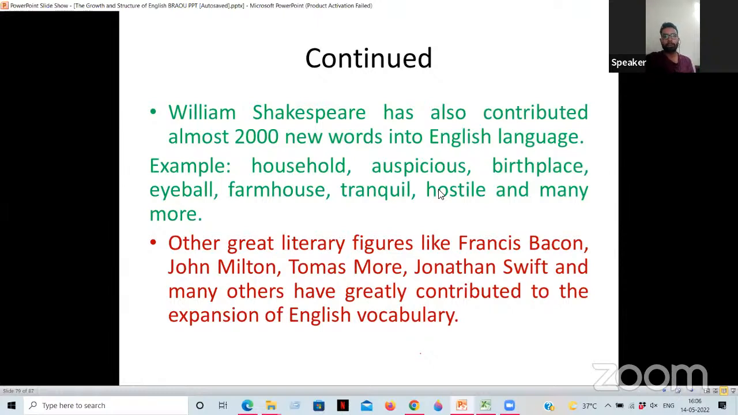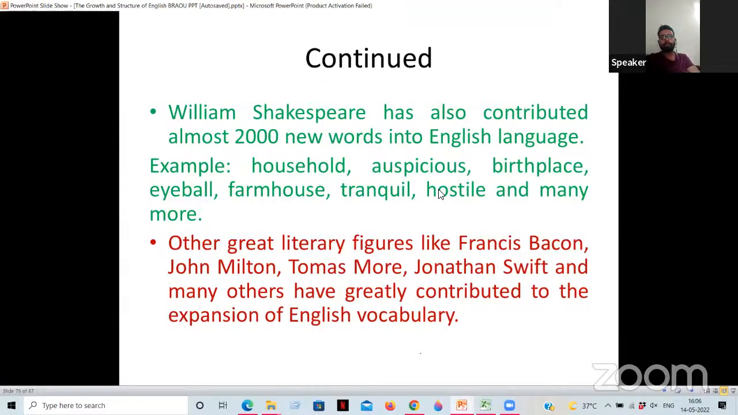These are all approximations, okay? Because no one can calculate exactly. And we are here with an approximation that he has contributed almost 2,000 new words in the English language. For example, words like household, auspicious, birthplace, eyeball, farmhouse, tranquil, hostile, and many more. Okay. Other literary figures are there.